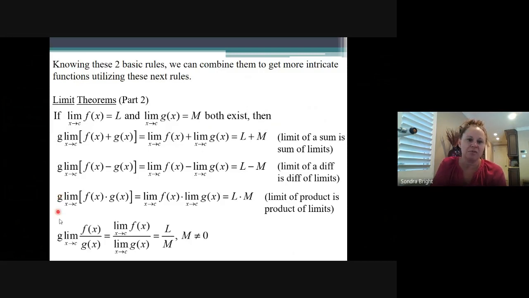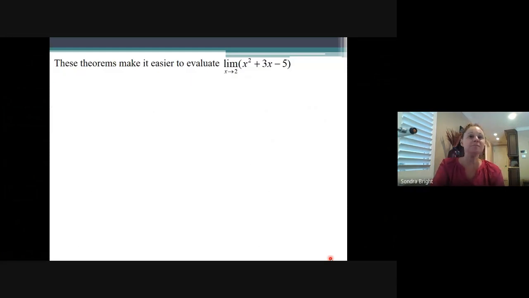And then also, if you divide the two, you can just divide the two limits, as long as the limit of g is not 0, because we can't divide by 0. So the limit of a quotient is the quotient of the limits. All right, pause it right now if you want to write all of those down, because I'm going to keep going.